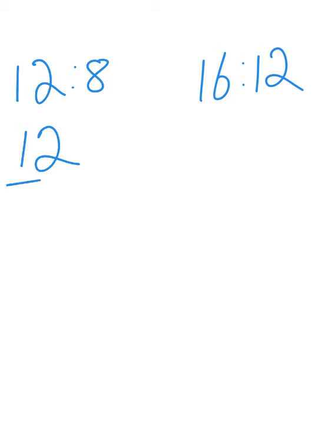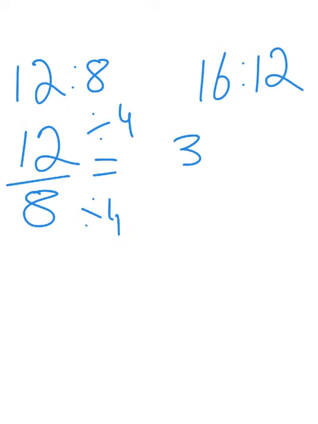12 to 8 and 16 to 12. Let's use both methods to see how we can do this. Let's make this into a fraction. We can divide both of these numbers by 4. 12 divided by 4 is 3. 8 divided by 4 is 2.